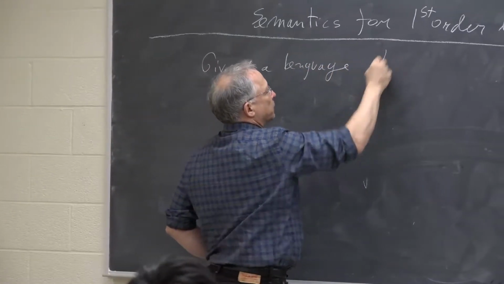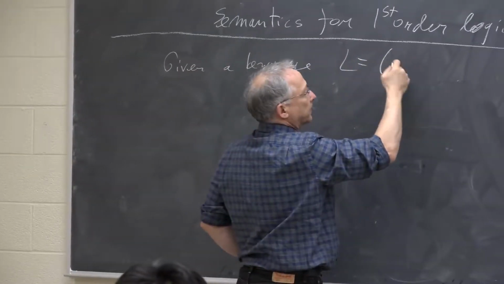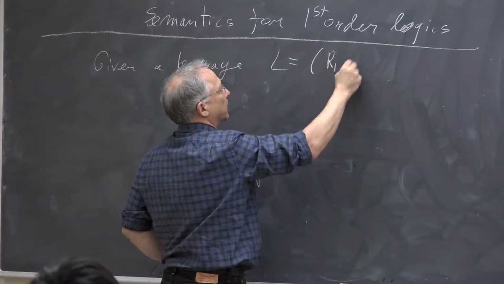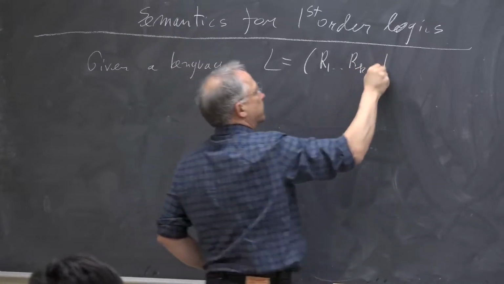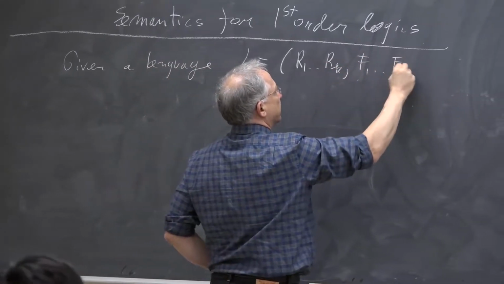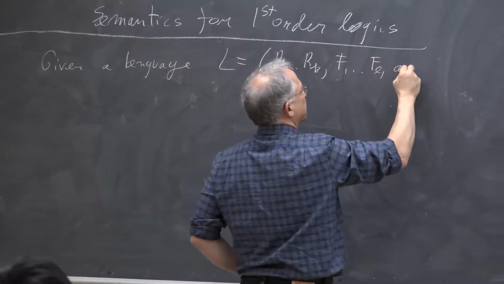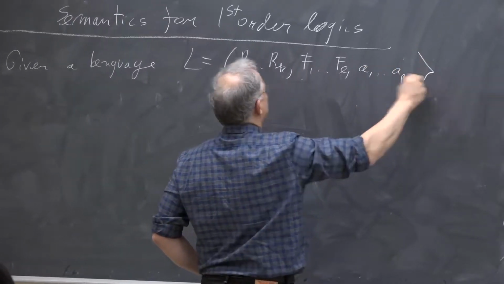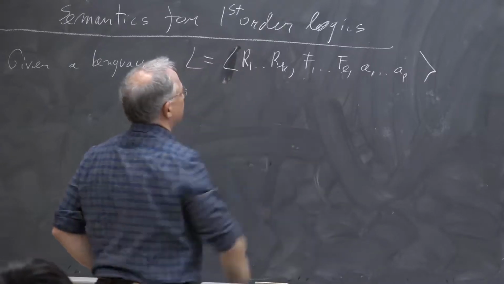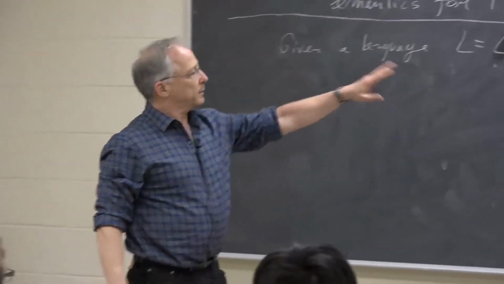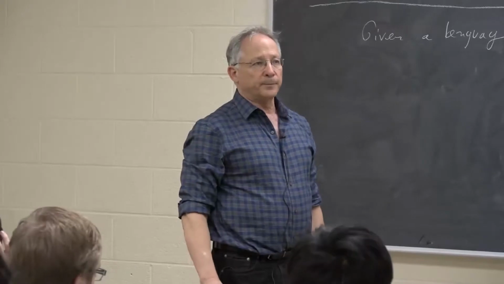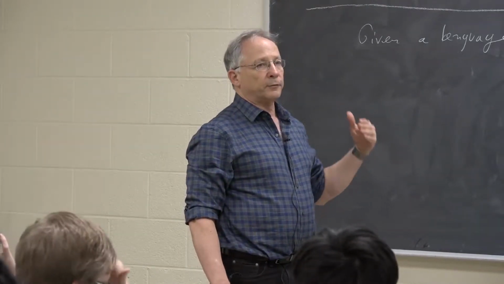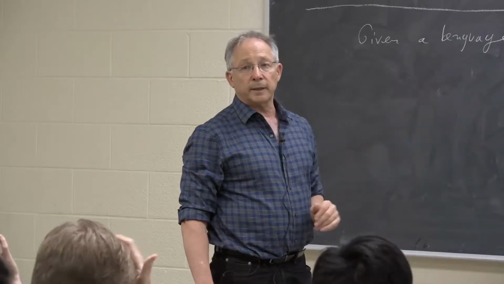By a language for first order logic, I mean that we have some relation symbols R1 to Rk, and we have some function symbols, and we have some constant symbols. So this is the way the language looks. And now we want to define semantics for the set of first order formulas over this language.